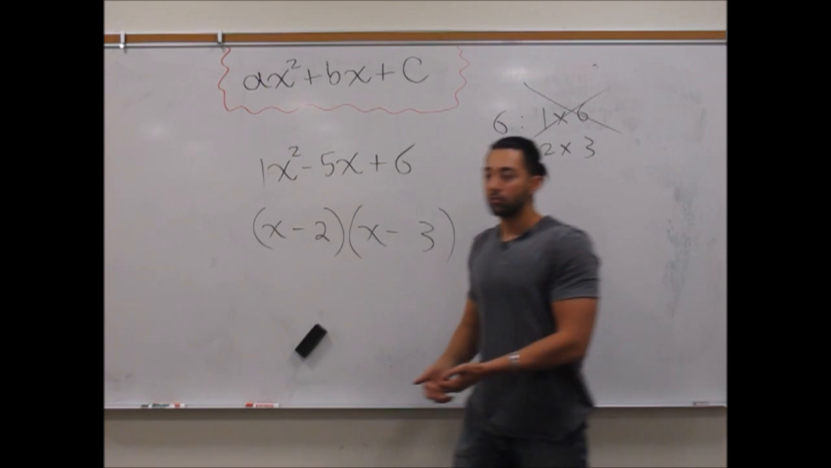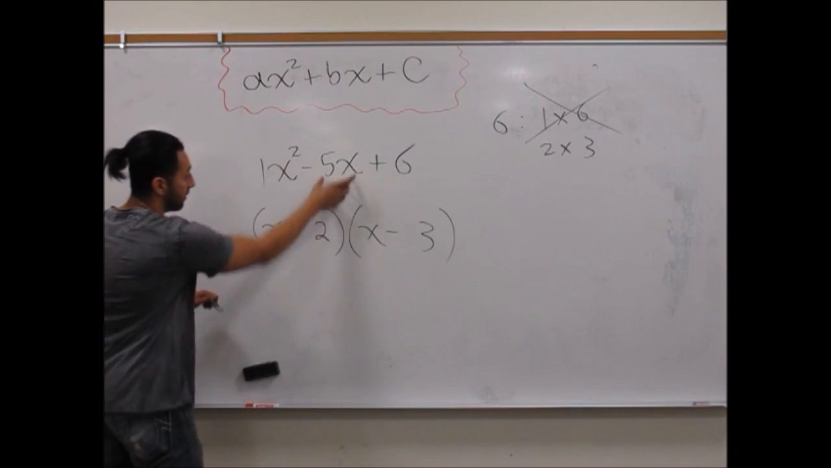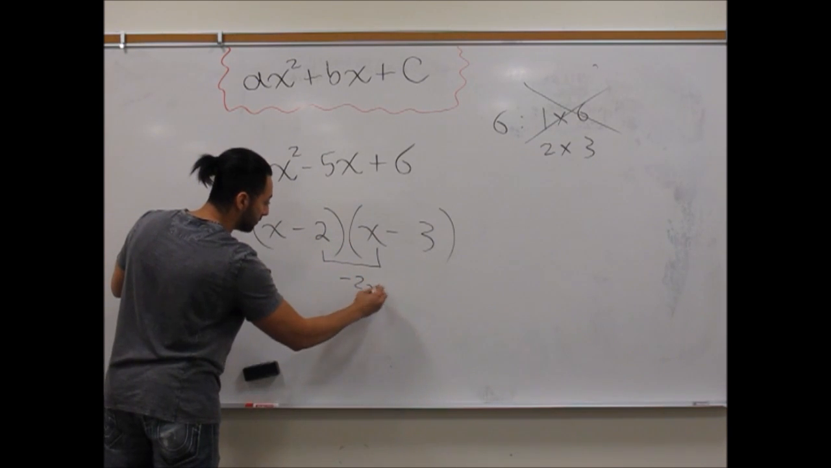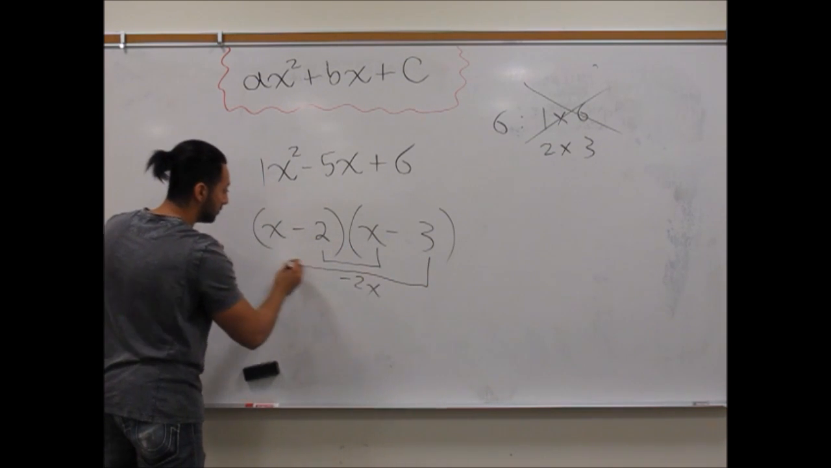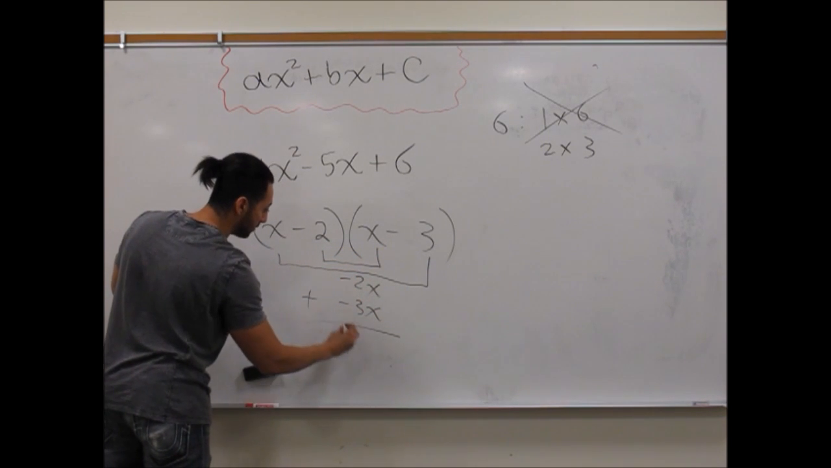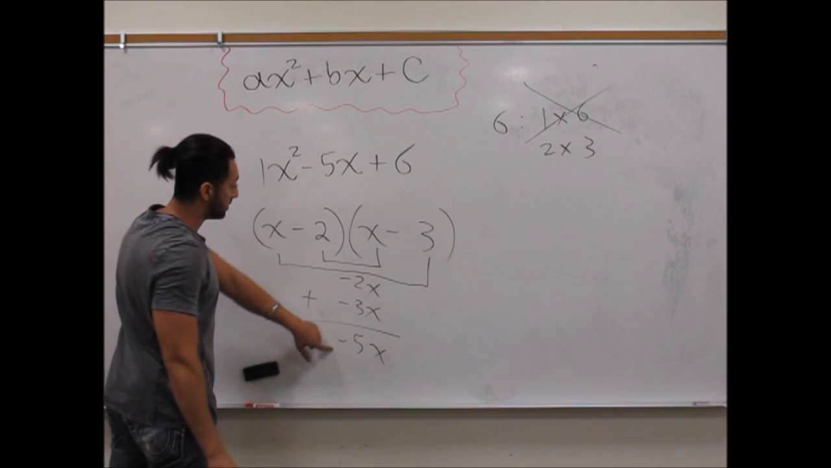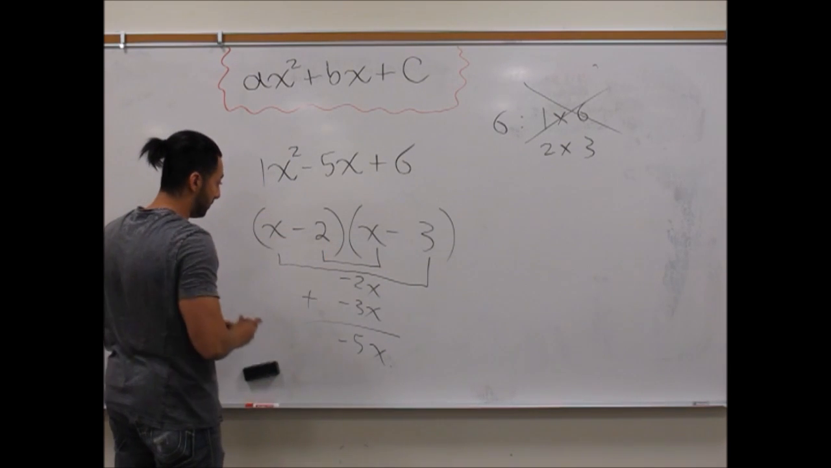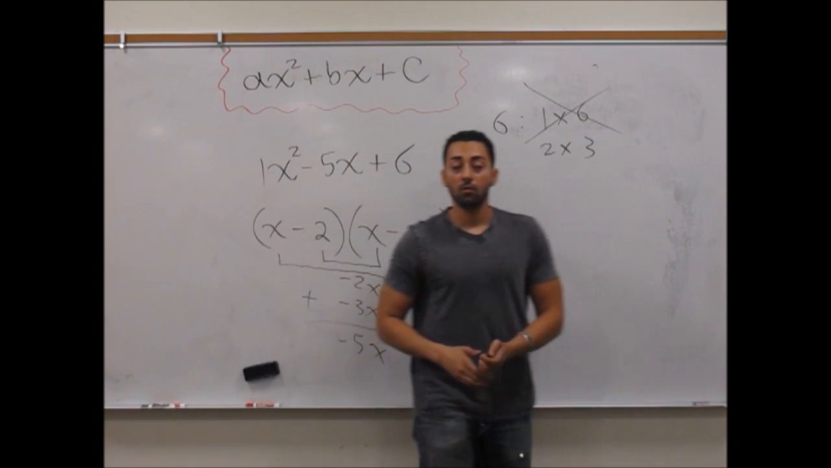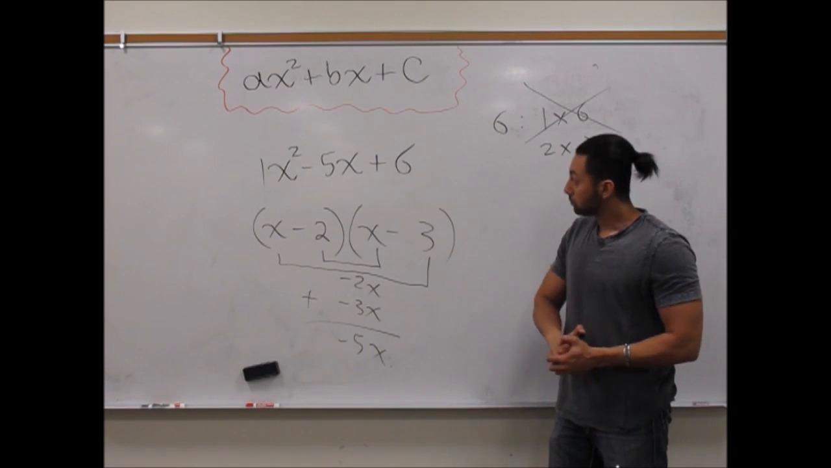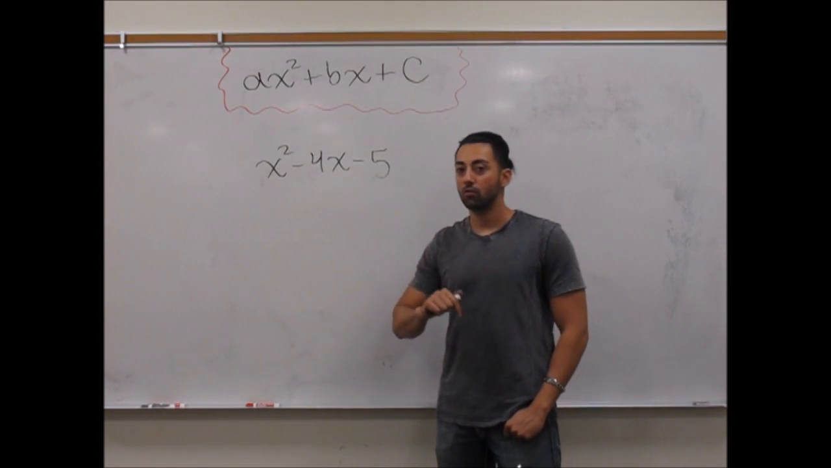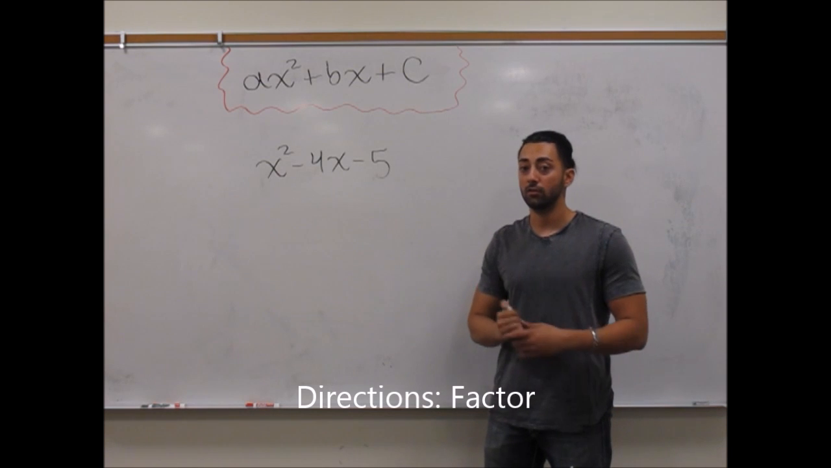Now let me do that inner and outer check to see if I get negative 5x out. So the inners, x times negative 2, negative 2x. The outers, negative 3 times x, negative 3x. Adding them together, I get negative 5x, which is indeed what I have in the middle. So this setup right here, x minus 2, x minus 3, would be the correct answer for this when we're asked to factor. And okay, so another trinomial, and then I will have you all try some.